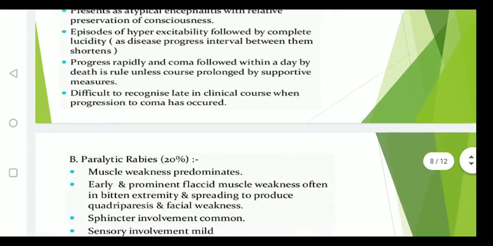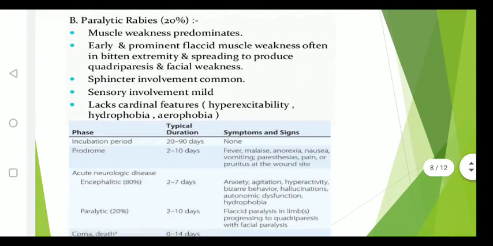That is 80% of cases. The remaining 20% cause paralytic rabies. Paralytic indicates weakness of the muscles only. Here, early and prominent muscle weakness will be there, especially in the bitten area. It may appear as quadriplegia or facial weakness, and this can spread in the paralytic rabies condition.